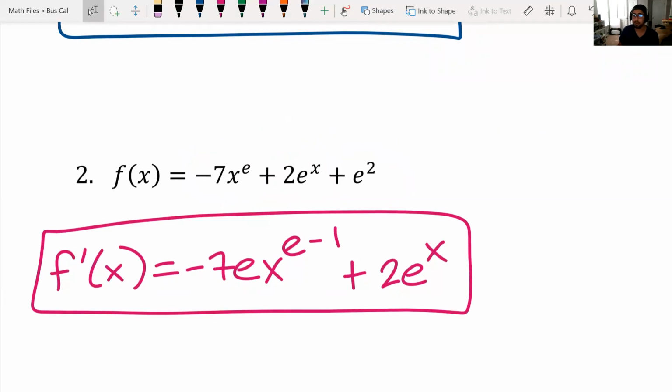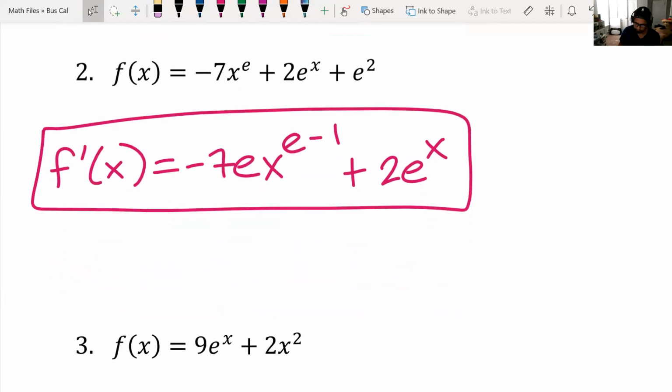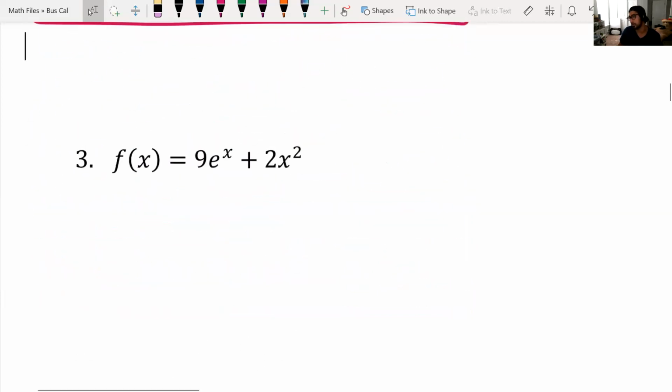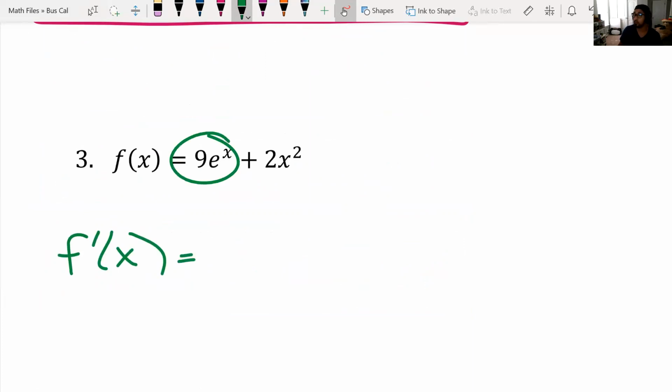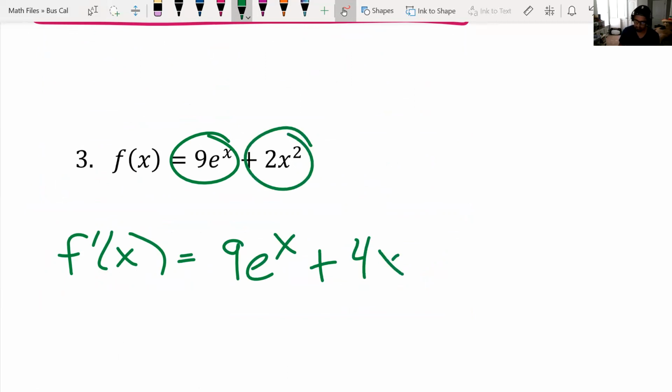Okay, not bad, right? Maybe too easy. Calculus, way too easy, right? Once you learn the shortcuts, of course. Third one, f prime of x, the derivative of 9e to the x is 9e to the x. Plus derivative of 2x squared, 4x. That's it.